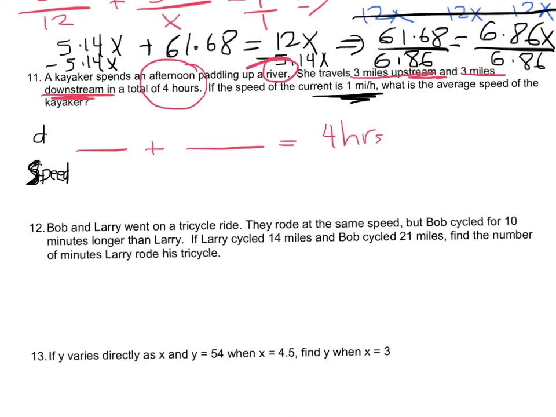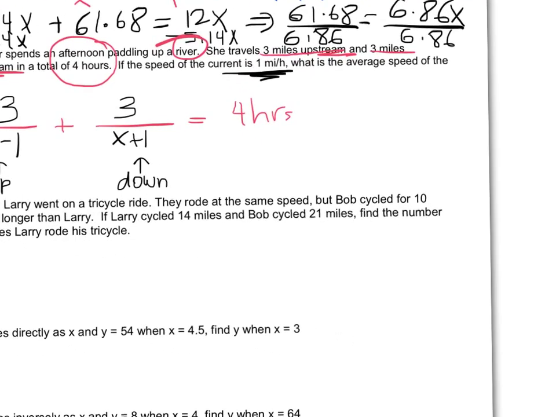Okay, so what's the distance to go upstream? 3. What's the distance to go downstream? 3. So this is going to be your upstream, this is going to be your downstream. Now, what is the speed going upstream against the current? It's going to slow me down, so x minus the current, which is 1. Now going downstream, the current is going to speed me up, so x plus 1. There you go. So 3 over x minus 1 plus 3 over x plus 1 equals 4.